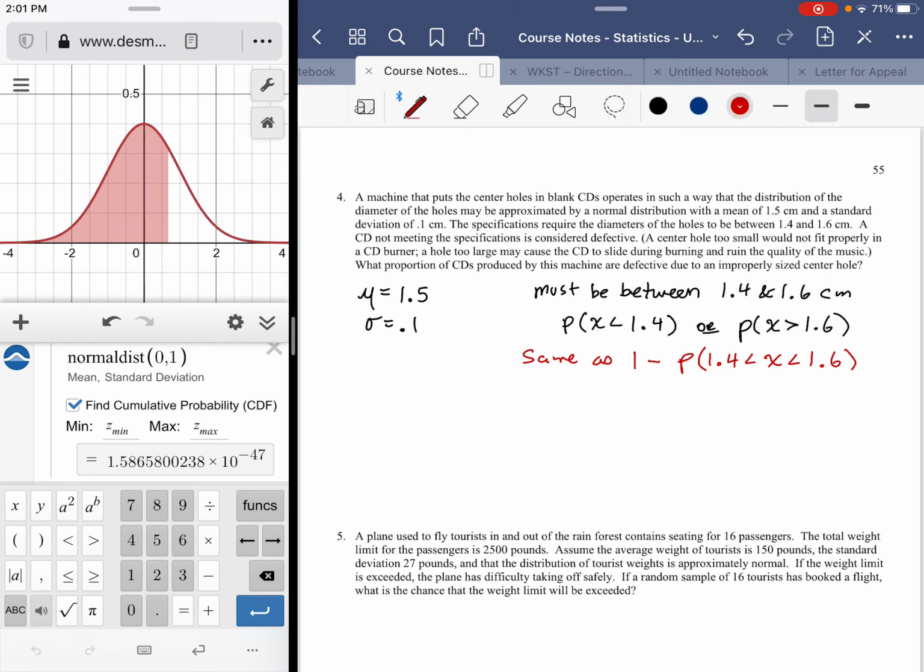Either way, we would need to come up with z-scores. All right, so we would need z of 1.4 and z of 1.6. Now, you may be wondering, well, is this a central limit theorem question? The answer is no, because we didn't sample from the population.